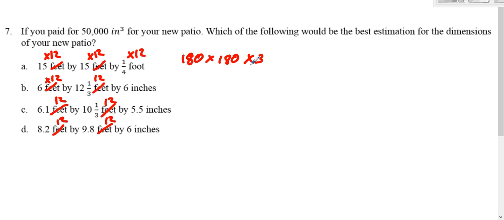And 180 times 180 times 3 for the prism is 97,200. That is not approximately 50,000. So no, not A.